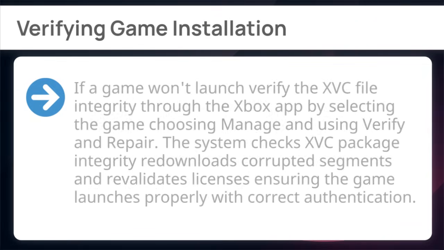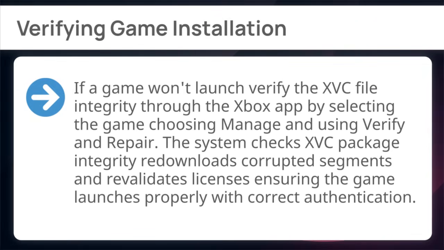Next, verifying game installation. If a game won't launch, verify the XVC file integrity through the Xbox app by selecting the game, choosing Manage, and using Verify and Repair. The system checks XVC package integrity, redownloads corrupted segments, and revalidates licenses, ensuring the game launches properly with correct authentication.